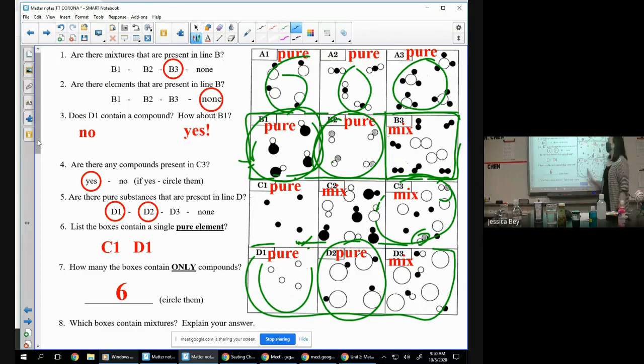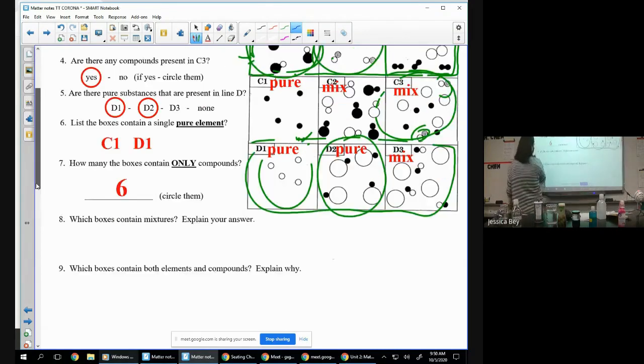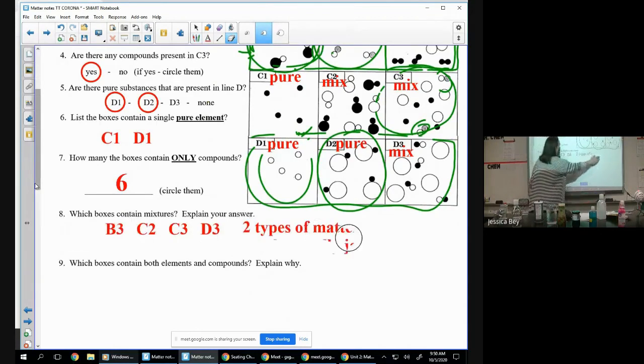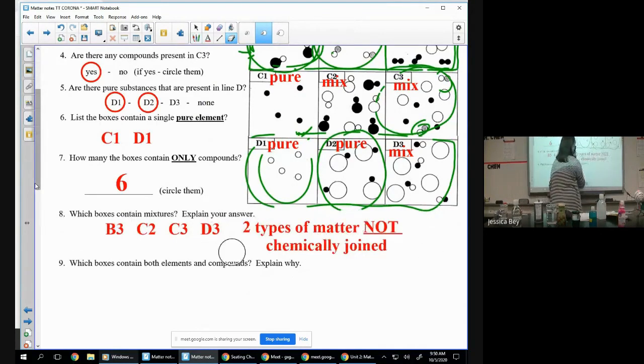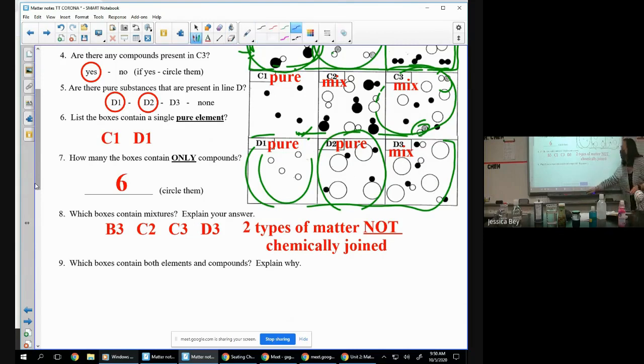Okay. And then we went through and we saw the other ones that are mixtures here. And the reason why is because they have 2 types of matter in the box that are not chemically joined together. Okay. And then which boxes contain both elements and compounds? Well, for instance, D3, we have an element by itself, but then we also have these compounds. So D3 is one of them, elements and compounds.